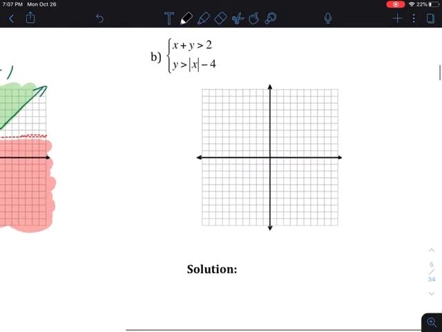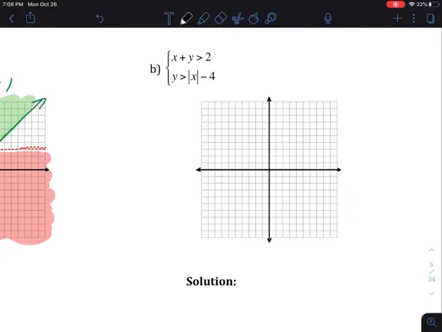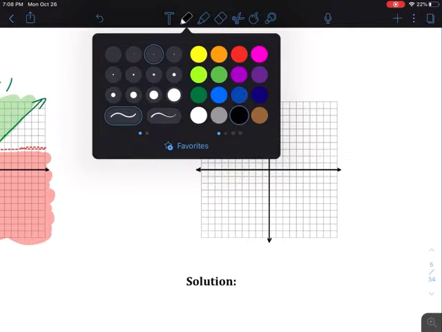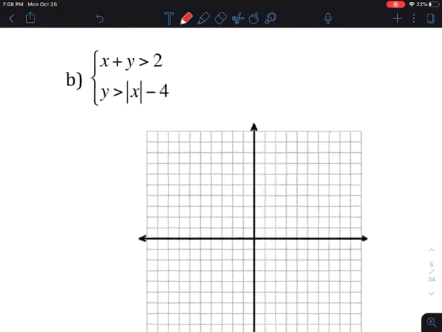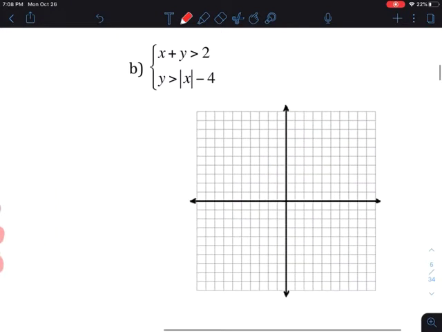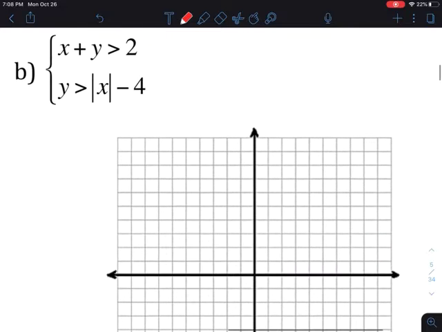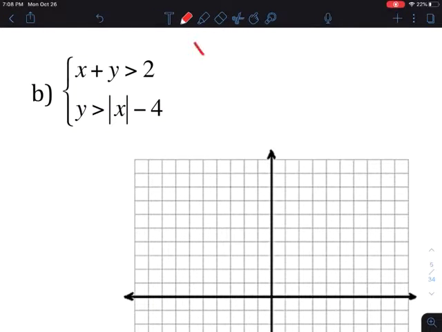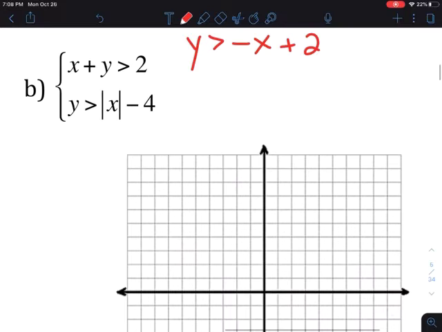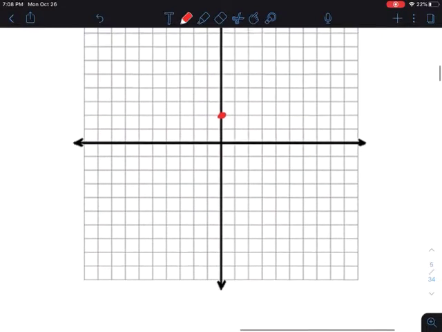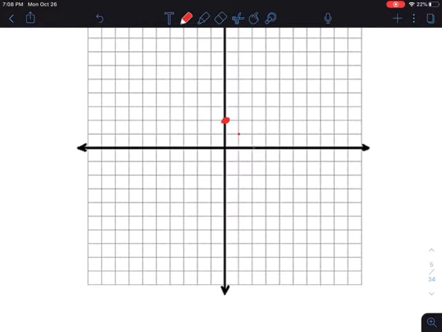Okay, moving on to the next problem. The first inequality, I want to get y by itself. So I'm going to subtract x. So now I'm going to graph it. So I have a y-intercept at 2. My slope is an invisible -1. So remember, that's going to be down 1 for every right 1. Down 1, right 1.